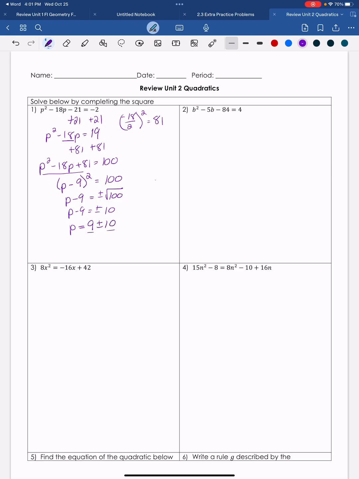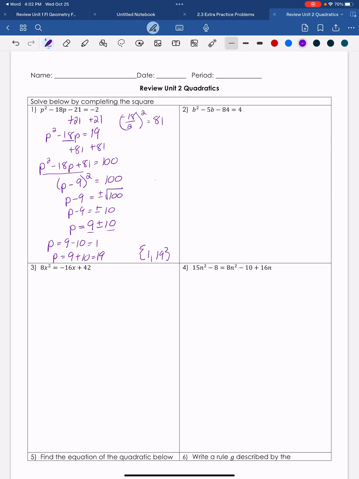Now, when you have whole numbers like this, you are going to split this. P is either equal to 9 minus 10, which is negative 1, or P is equal to 9 plus 10, which is 19. So your answer here is going to be negative 1 and 19.